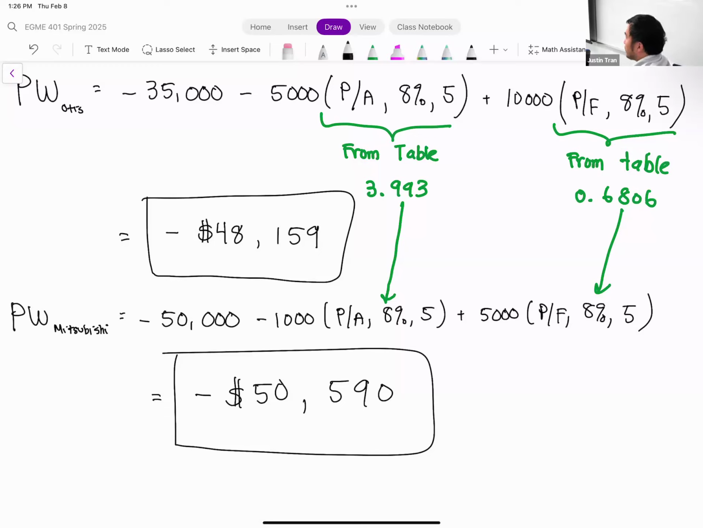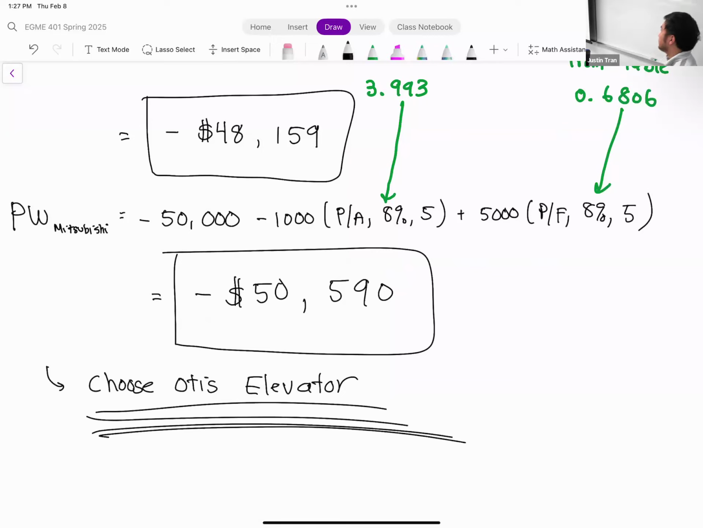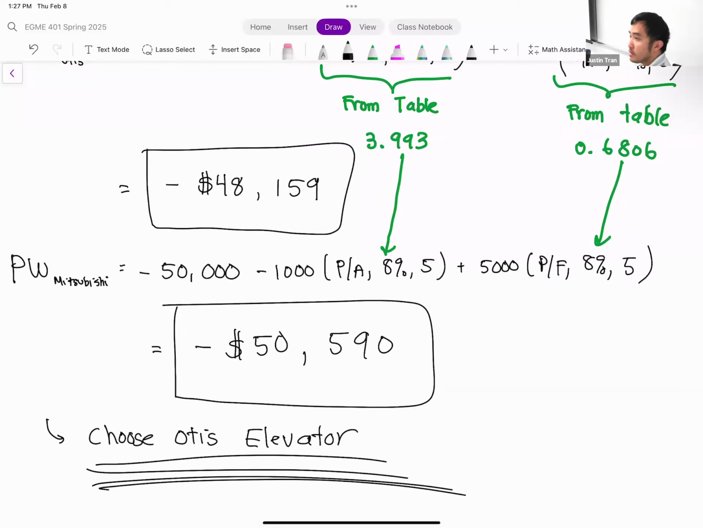All right, and so now that we've done these calculations, we can now make a decision on which one is better to get. It's a lot closer than you would think, right? I kind of set the initial numbers pretty far apart, but you can see that it's actually somewhat of a difficult decision. But the one that does have slightly lower cost here is the Otis elevator. We want to choose the Otis elevator. So that is a decision that we're going to make again. Any questions on this example here?